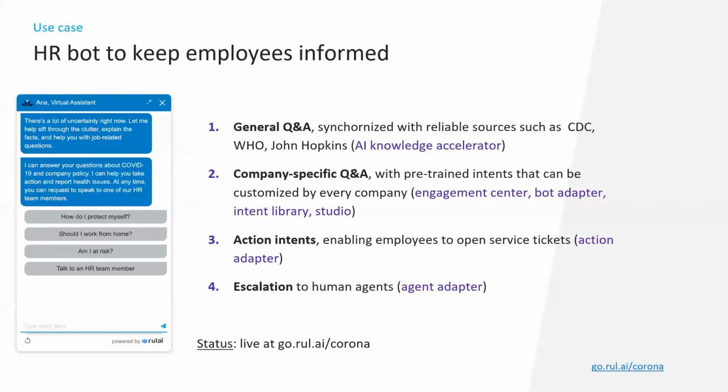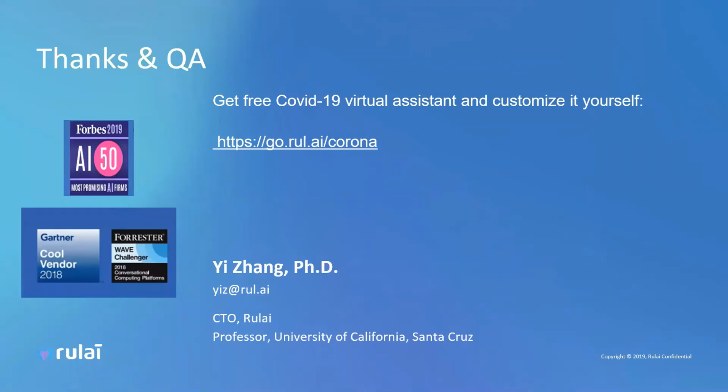We have decided to grant free access to our platform and the COVID-19 HR bot. Any enterprise in the US can customize and use this bot immediately to offload their service desks and keep employees informed about what's happening. So if you are interested in getting a free COVID-19 virtual assistant and customizing it yourself, you can visit this website, go.rul.ai/corona.